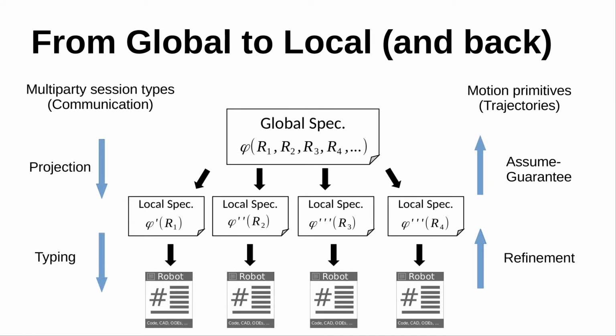To avoid taking a product, we combine 2 approaches: multi-party session types and assume-guarantee reasoning. Multi-party sessions give us a top-down decomposition, starting with the global specification, extracting a local specification for each robot, and checking that the local specifications are implemented correctly. Multi-party sessions' main focus is the communication. For the motion, we use assume-guarantee reasoning. Assume-guarantee reasoning works better in a bottom-up fashion, starting with the individual behaviors and composing them.